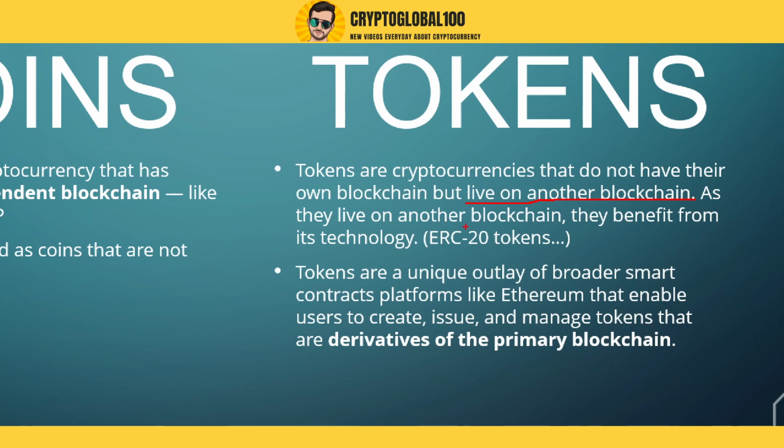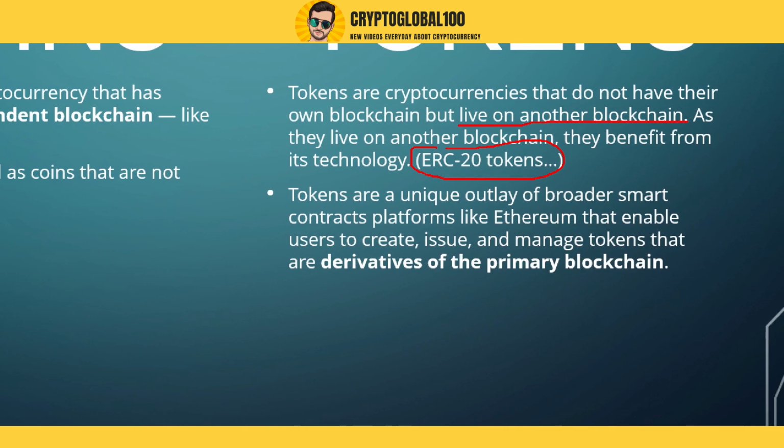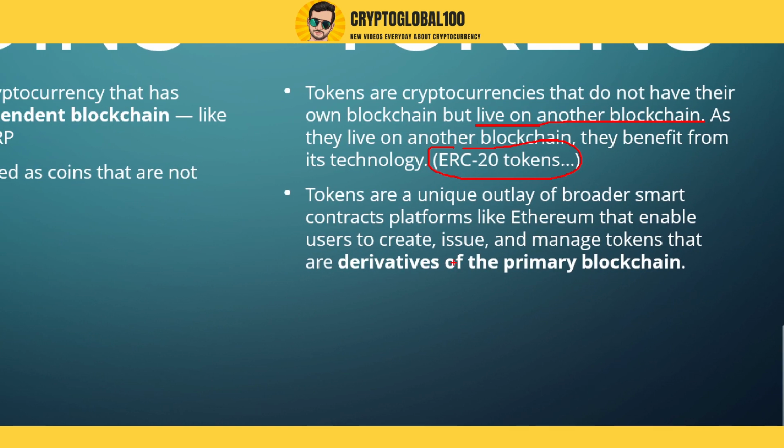As they live on another blockchain, they benefit from its technology, like ERC20 tokens, like the Binance Smart Chain tokens and all that stuff. Tokens are unique outlay of broader smart contracts platforms like Ethereum that enable users to create, issue, and manage tokens that are derivatives of primarily.